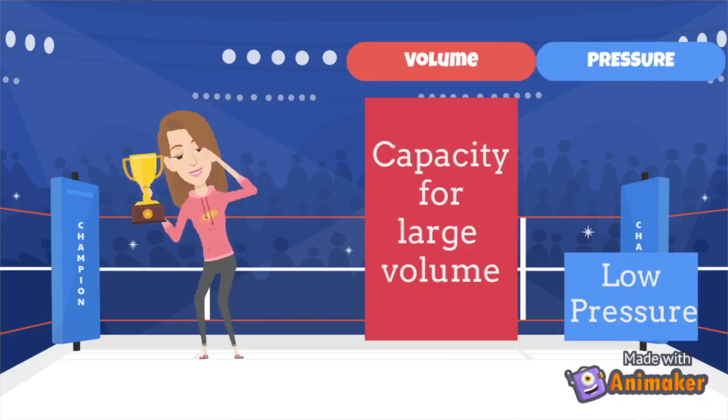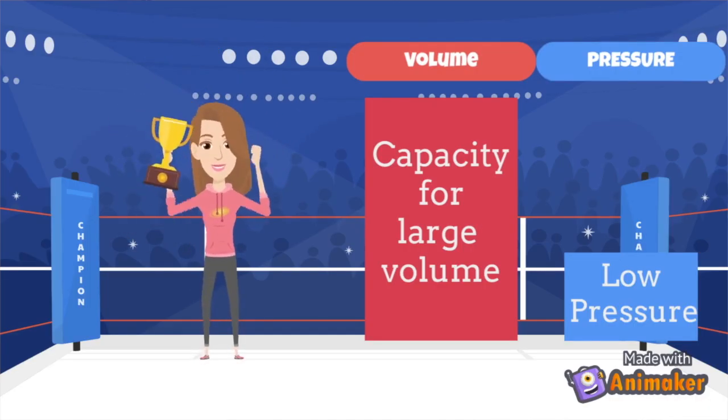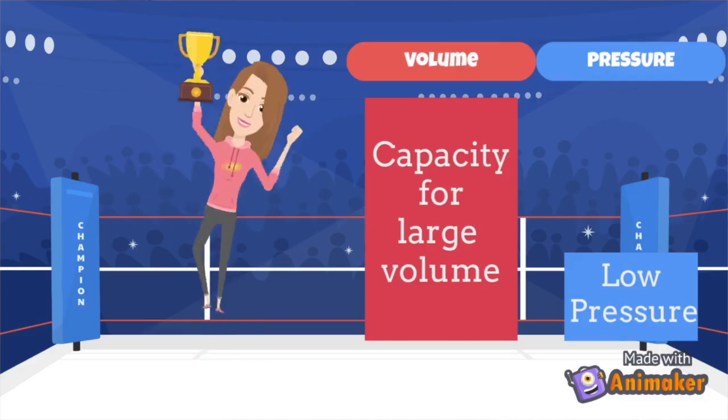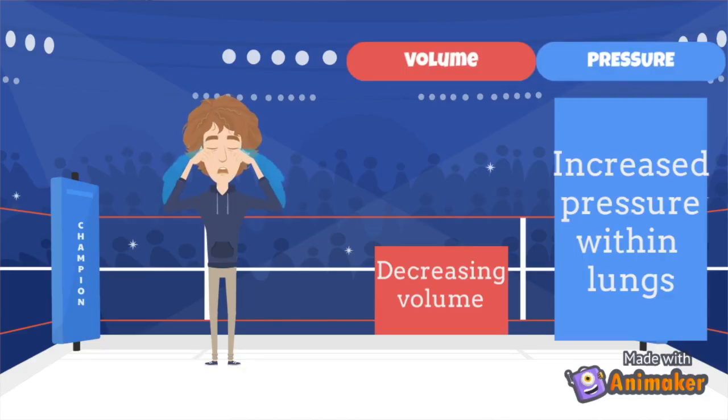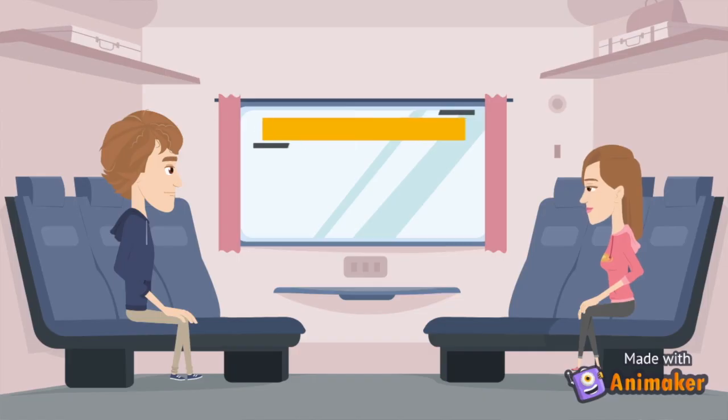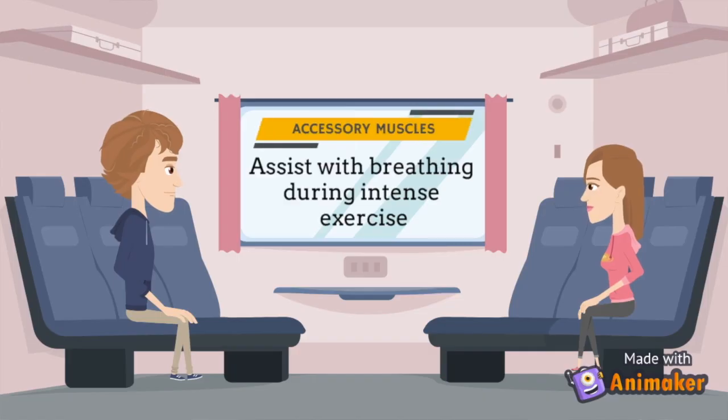If there's an increased capacity for a larger volume, there is a lower pressure. And vice versa, if there is a smaller volume or a decreasing volume, there is an increased pressure within the lungs, therefore air is forced out of the lungs. And that's the relationship between volume and pressure. The last thing we're going to discuss is accessory muscles.